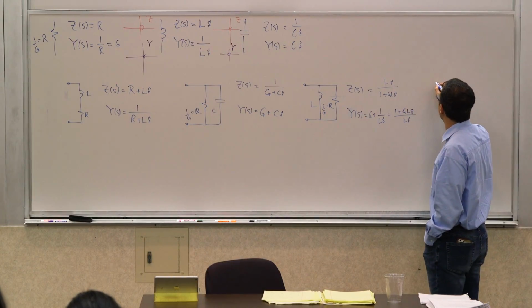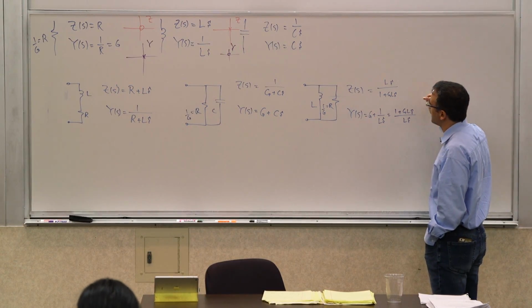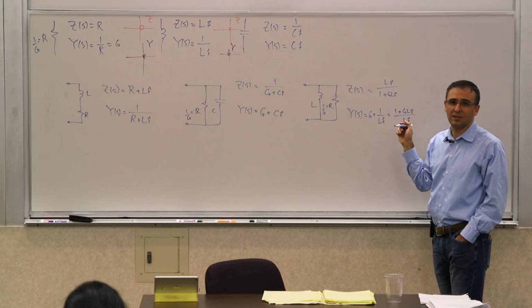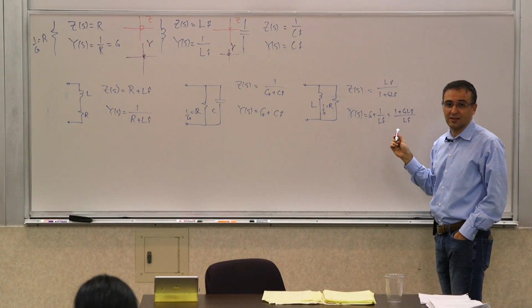And then you can have another alternative combination, which is what? What is the fourth combination of one resistor and something else?